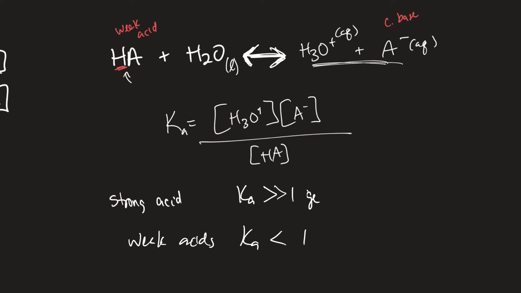And remember, we talked about in the previous video that there is a relationship between the strength of the acid and the strength of its conjugate base. The stronger the acid, the weaker the conjugate base. The weaker the acid, the stronger the conjugate base. And so we can use Ka values to determine the strength of an acid.